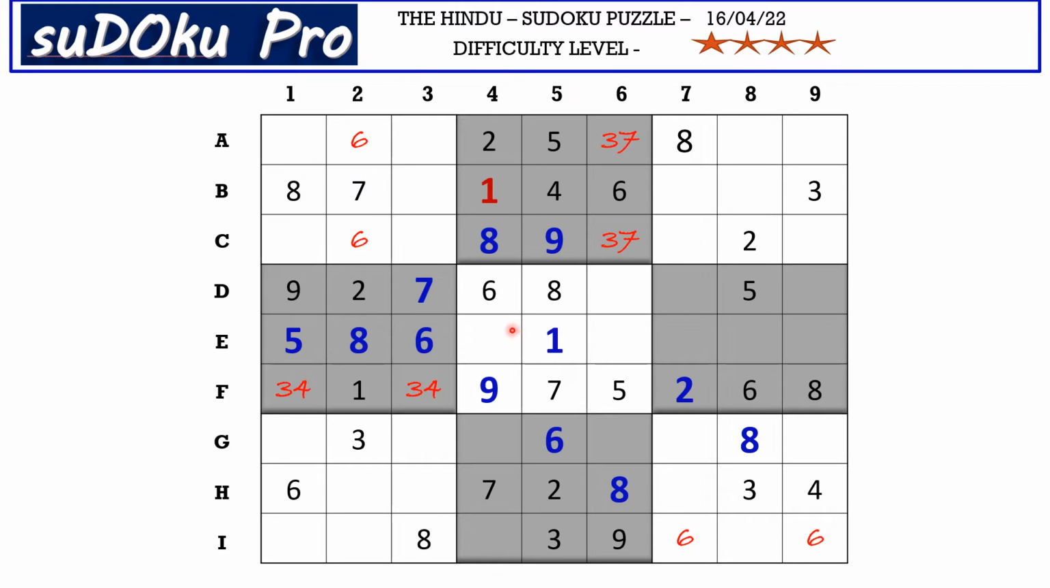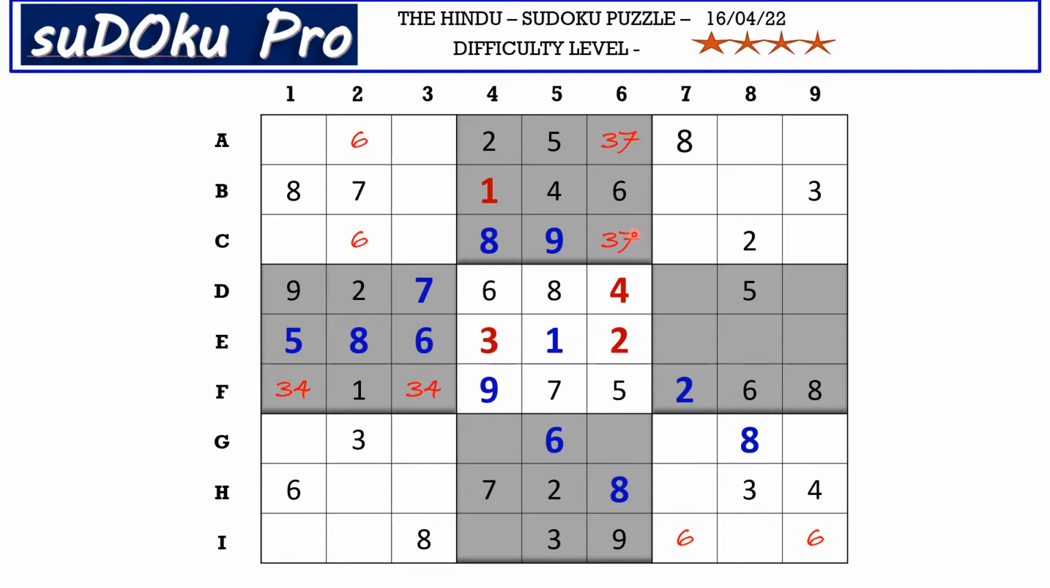Let's now try to fill the central block. You have a 2 here in column 4 which is blocking the cell. So 2 has to be in one of these two cells. There is 2 in B row here blocking the cell. So E6 takes 2. And now there are only 2 empty cells and the missing numbers are 3 and 4. You have 3 in this column blocking from here. So D6 takes 4 and E4 takes 3.